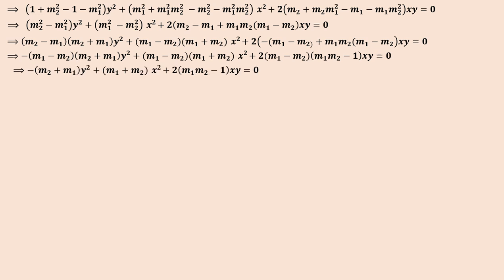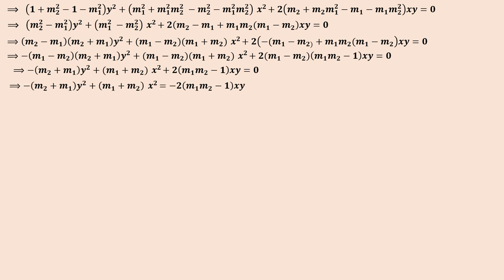So that means minus m2 plus m1, m1 minus m2 is common in all terms, so we can cancel those terms because the equation is equal to 0. We can remove m1 minus m2 from all the terms. So remaining, minus m2 plus m1 y square plus m1 m2 into m1 plus m2 x square plus 2 into (m1 m2 minus 1) xy equal to 0.